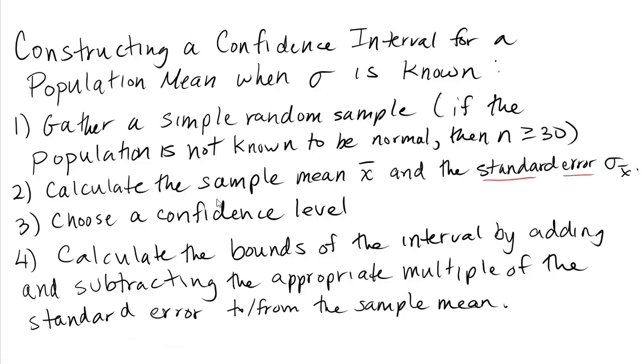Going back to our steps, we don't have to calculate the sample mean because it was given. We don't have to calculate the standard error because the calculator function is going to do that. We don't need to choose a confidence level. We just have to identify it. It was 95%. We're ready to calculate the bounds, but we're going to do this with the calculator function.